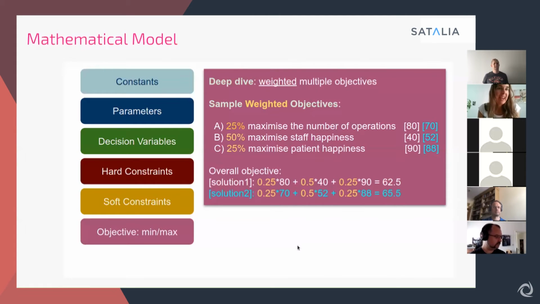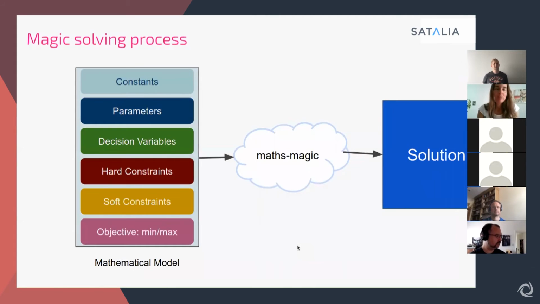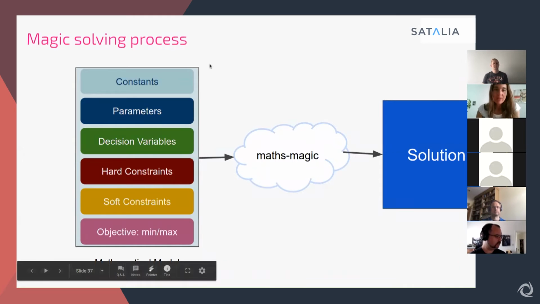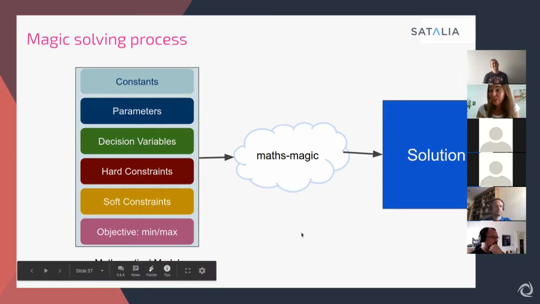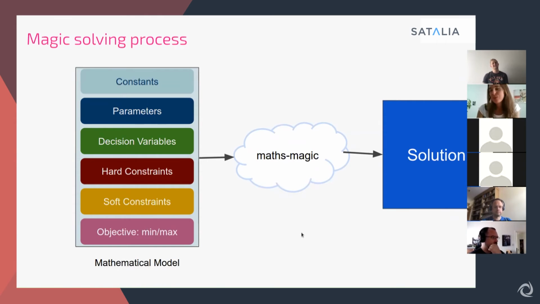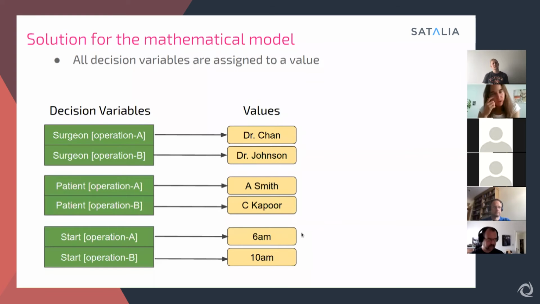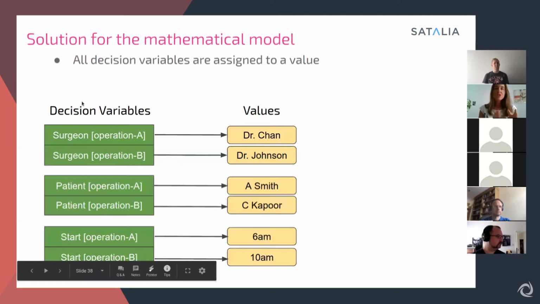Okay, so now we have formulated our mathematical model. What typically happens is that as soon as we model this problem, we perform some mathematical magic that I will come to later on, and then we receive a solution. And before we go to the maths magic, I want to have a quick look at the solution, what a solution means and what a solution is in the mathematical sense. So an example solution for our problem is an assignment of each decision value, a variable, to a value.